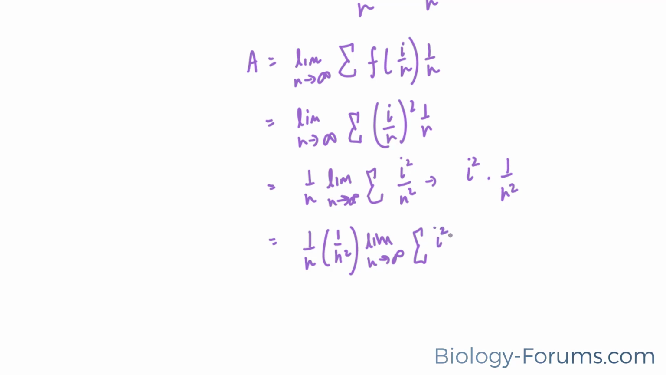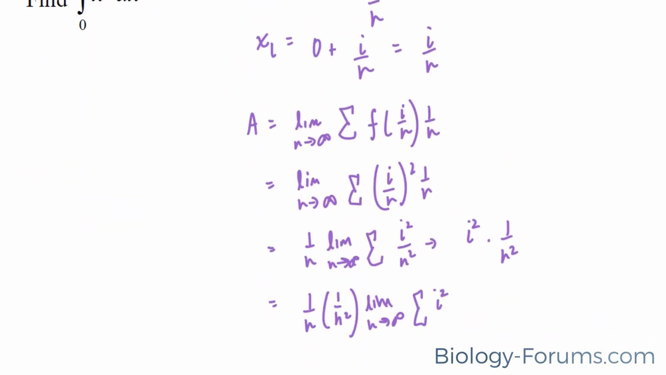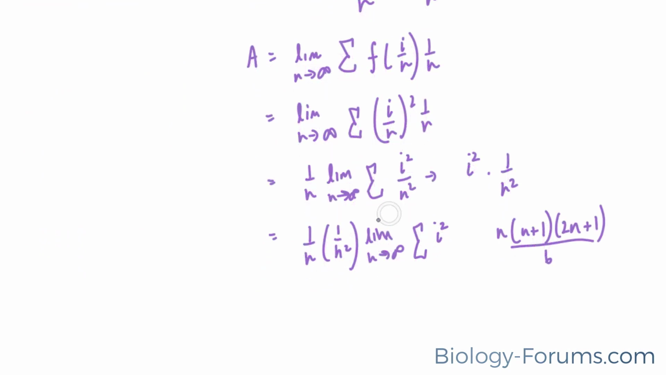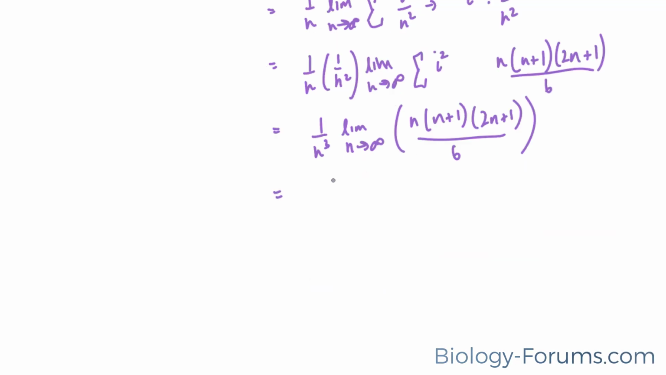Now I'm going to replace i squared with the Riemann sums shown here, where you have n times n plus 1, n times n plus 1. So we're going to replace now all of this with the following. 1 over n to the power of 3. I just multiplied these two together as the limit of n approaches infinity for this over 6. And now what I can do is I can bring this back into my equation. And if I do that, I end up with this.